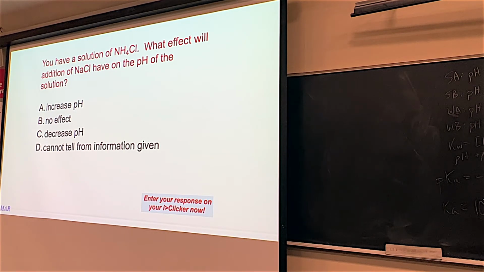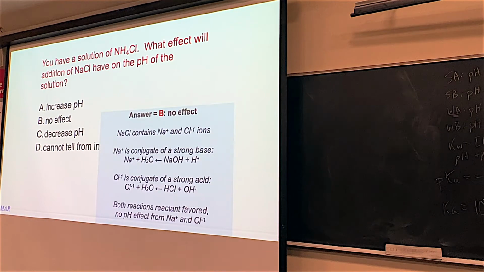Remember, a conjugate is just plus or minus an H+ or OH- in this case. So that's why Na+ comes from NaOH, Cl- from HCl. Both of those are conjugates of strong acids and strong bases, and that's one of the times where you'll have no effect on pH.